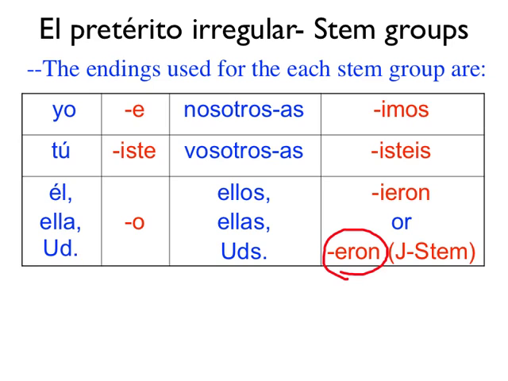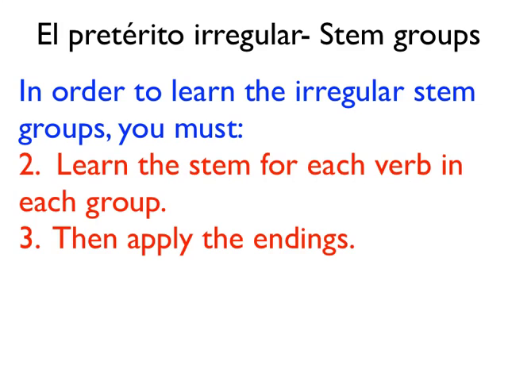So please make sure you write these down. Iste, o, imos, istes, ieron, and then make sure you write down J stem, eron. Those are the endings for each of the groups. They are different from the regular endings. In fact, they're a combination of AR, ER, and IR. But please note, there aren't any accent marks on any of these endings here. The irregular stem groups do not use accent marks. So once again, step 1 was to learn the endings for each group.